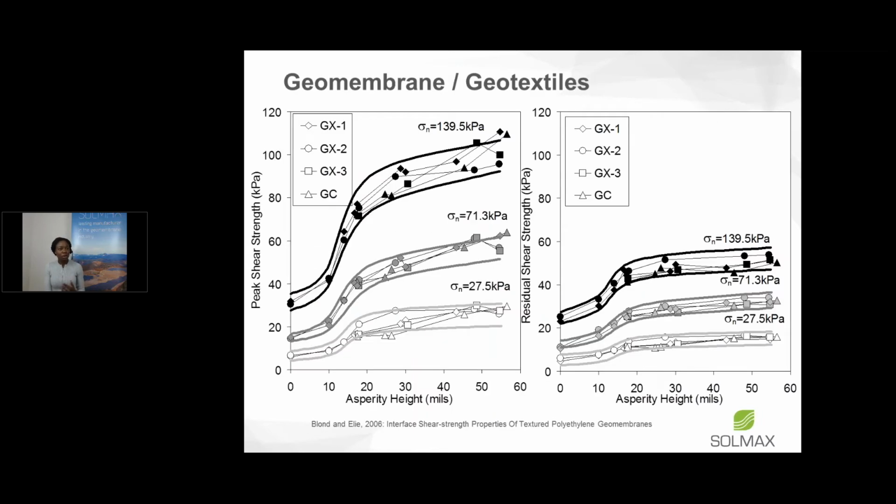I'm going to show you some of the results now. So this is the result from the study for the geomembrane and geotextile interfaces. And on the left are the graphs for the peak shear strength versus the asperity height. So vertical axis is the shear strength. The horizontal axis is the asperity height. So we can see on the first graph there that there seems to be an increase of peak shear strength as the asperity height increased up until 20, and it kind of peaked after 30.